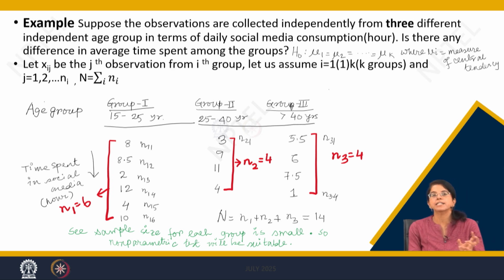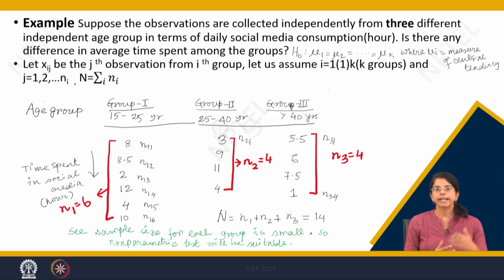So, that means the first person falling in that group, 15 to 25 years, spends 8 hours a day on social media, like Facebook, Twitter, etc. Okay. And group 2 comprises only 4 observations, so does group 3, and you can see how the naming has been done in Kruskal-Wallis. Understanding the notation is very important.